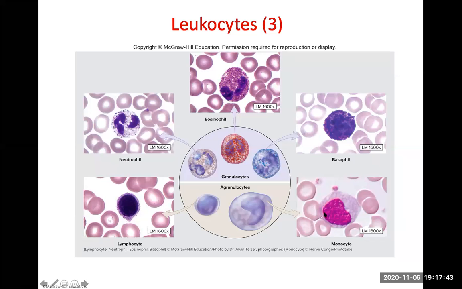The monocytes are extremely large. Here are the lymphocytes, about the same size as a red blood cell. The neutrophils are the most numerous leukocyte in the blood. They have a multi-lobed nucleus. The eosinophil has a bilobed nucleus, and here's the basophil.